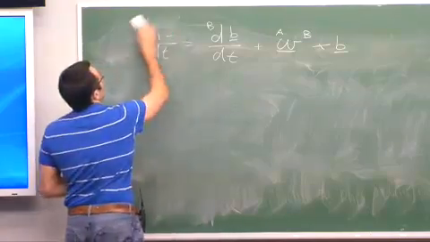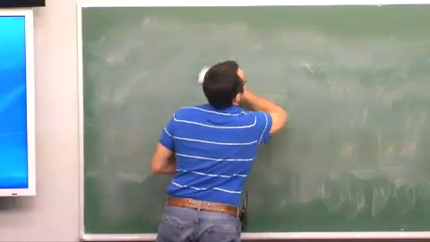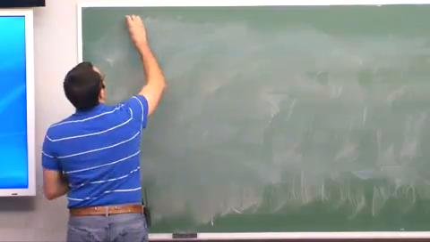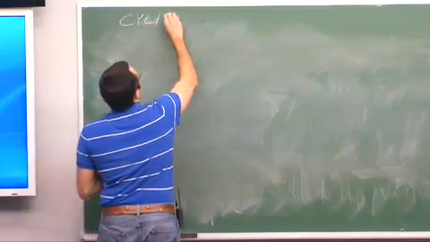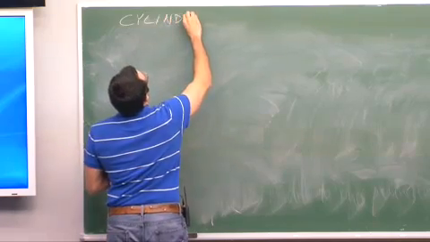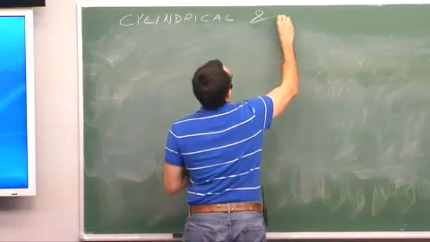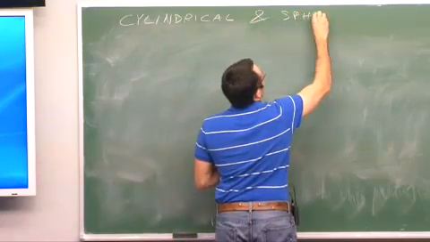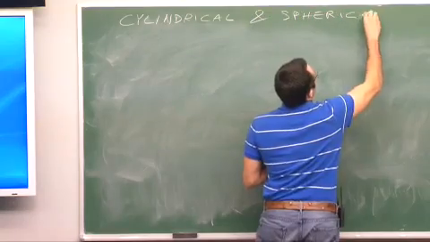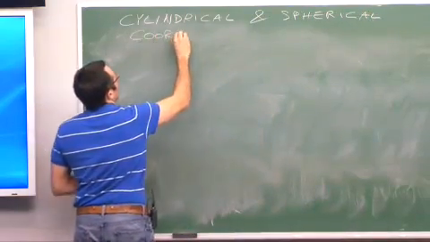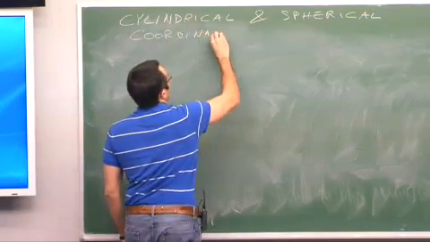What we are going to see today is a couple of different coordinate systems that are commonly used: cylindrical and spherical coordinate systems.